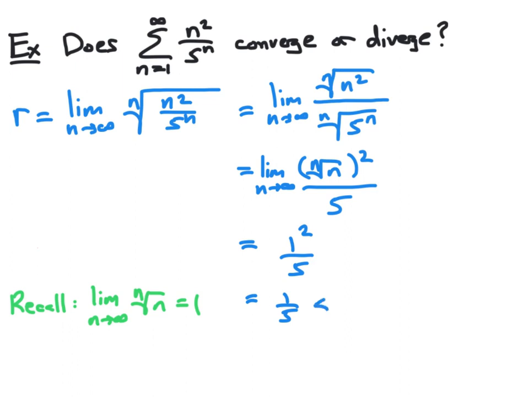And 1/5 is less than 1. And so here we've taken the nth root of our general term, taking the limit as n goes to infinity, and obtained 1/5, which is less than 1. And therefore, this series will converge by the root test.